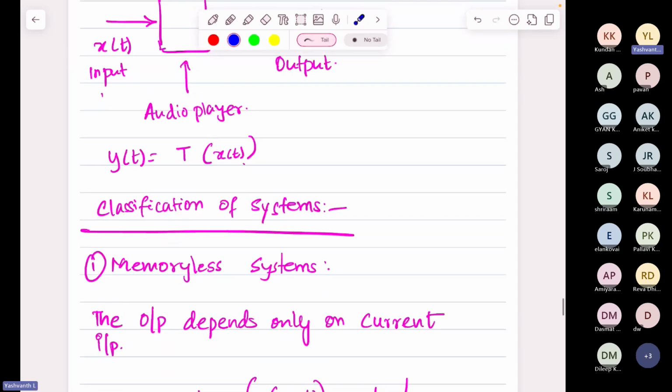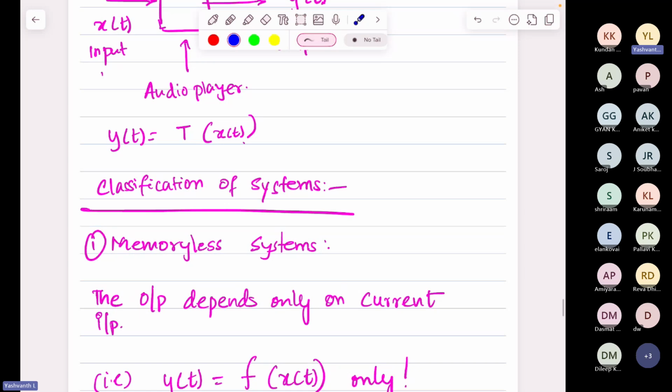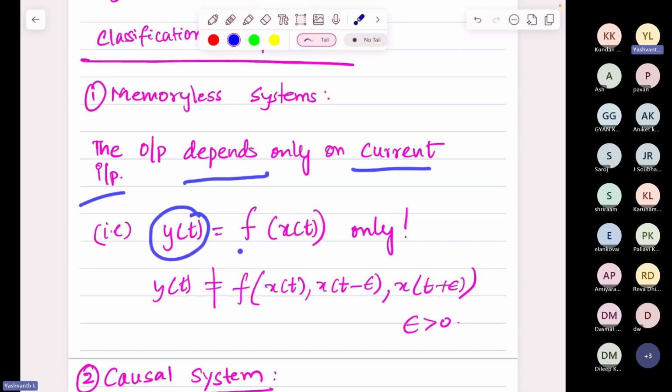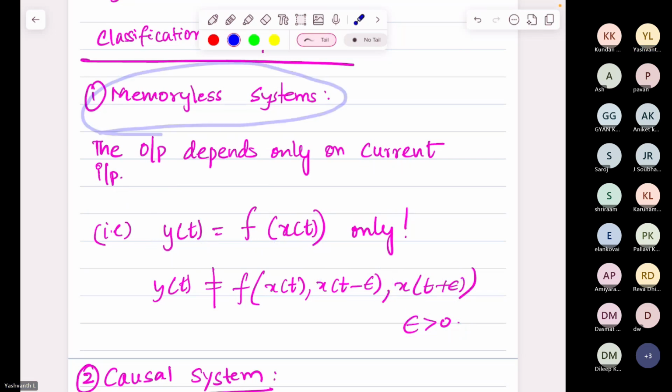Now there are different, like how signals were classified, you can classify systems also. First one is called the memoryless system. That is, the output of a system depends only on the current input. That is, if you have y of t, it's a function of only x of t, not x of t minus epsilon and t plus epsilon for epsilon positive. That is, it doesn't depend on the past input and future input. It will only depend on the present input. Such type of systems are called memoryless systems.